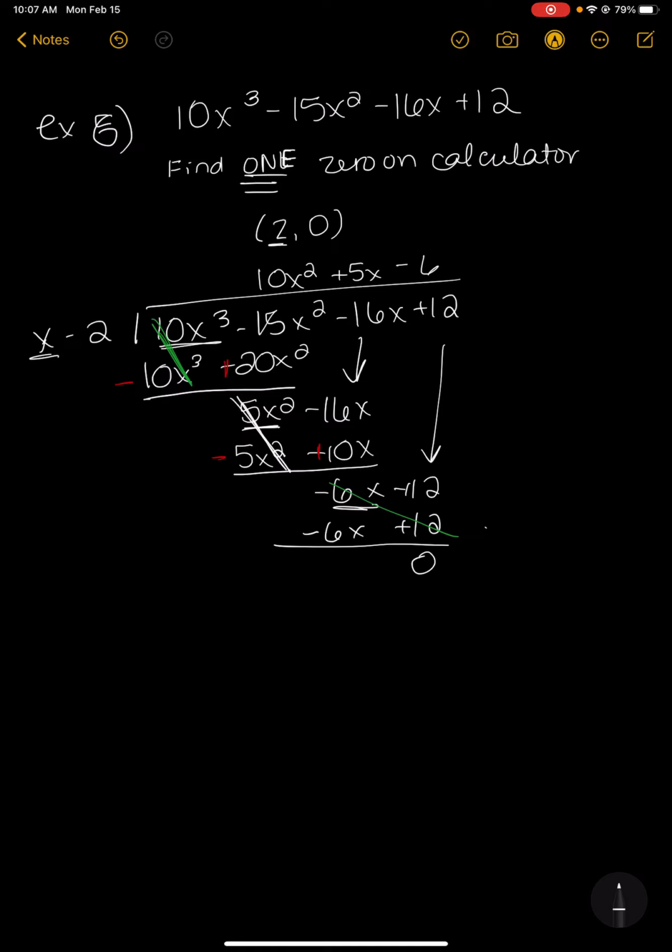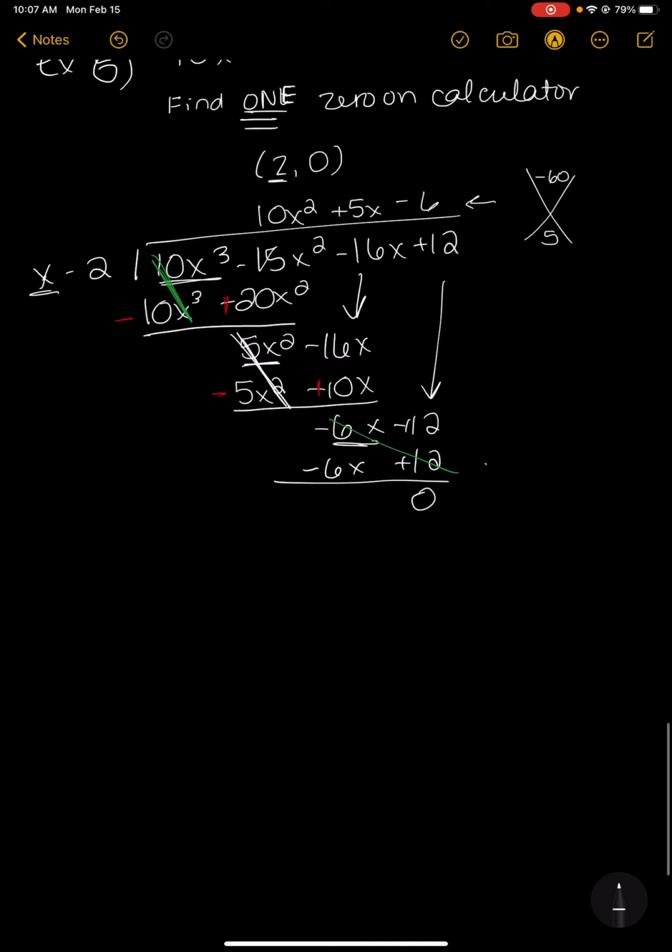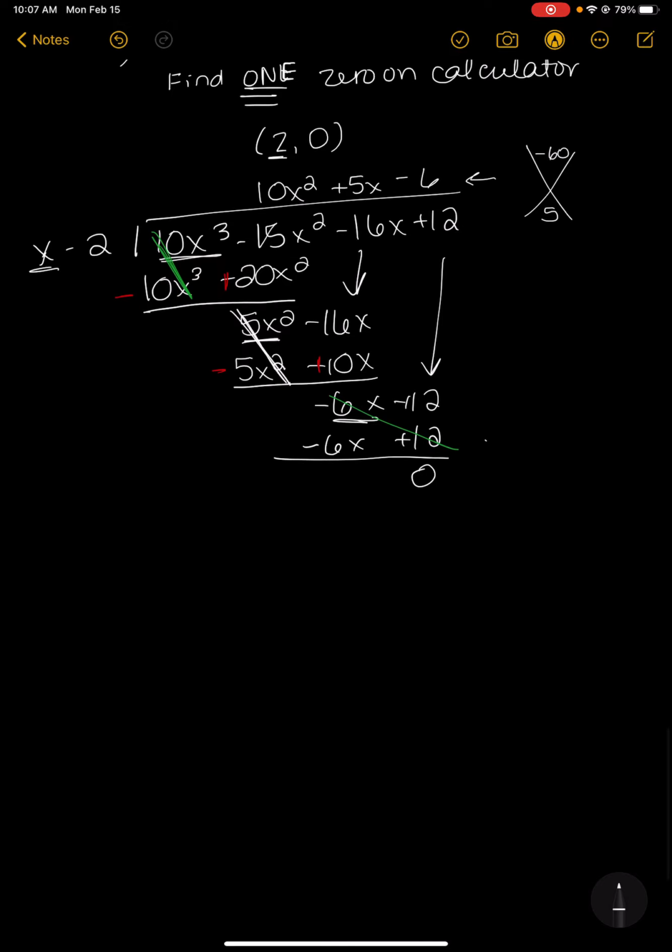So 10x squared plus 5x minus 6, I need two numbers that multiply to give me negative 60, but add to give me 5. Hopefully you find that that doesn't work, so you have to think of another way to solve that quadratic. And I think the easiest way would be to use quadratic formula. You can complete the square if you want to.